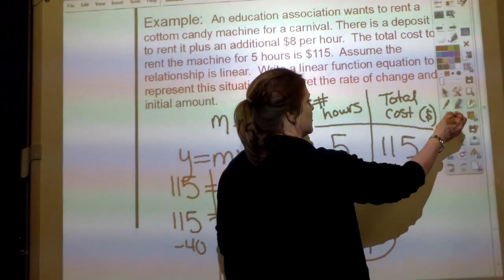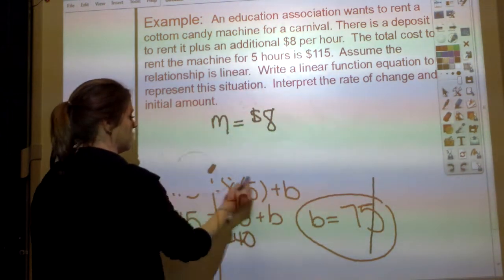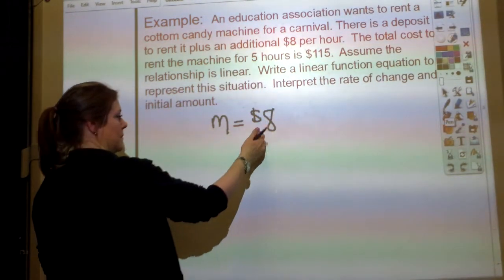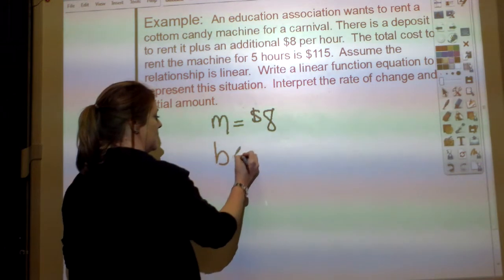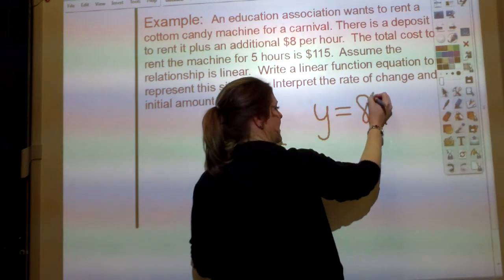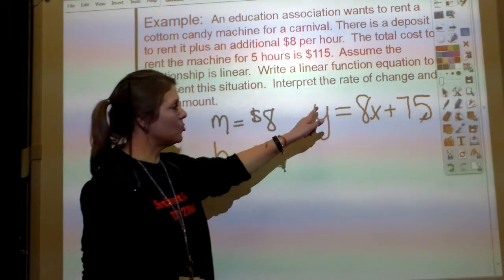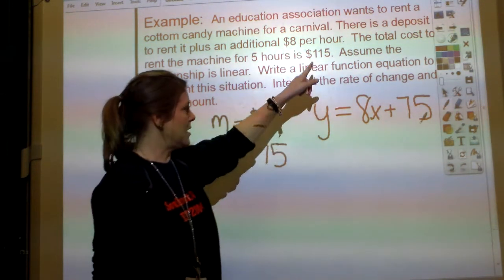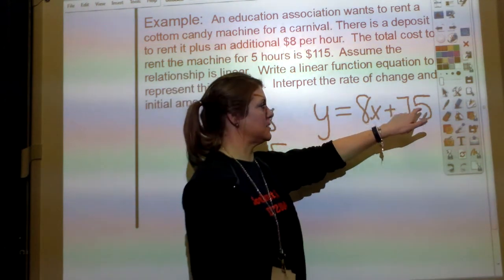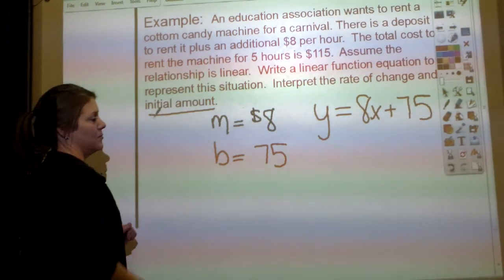So let's write an equation from this. I'm going to erase this, get it out of the way. We know that m is 8 and the b is 75. So that means our equation is y equals 8x plus 75. The total cost, remember that's what our y was, is equal to $8 per hour plus 75. That 75 is the initial amount.